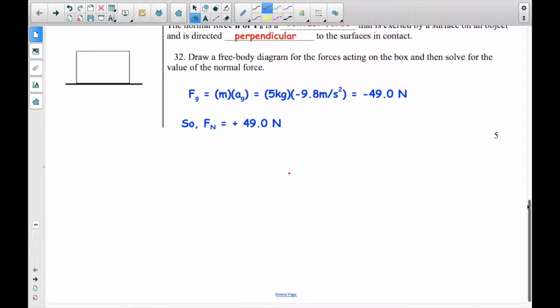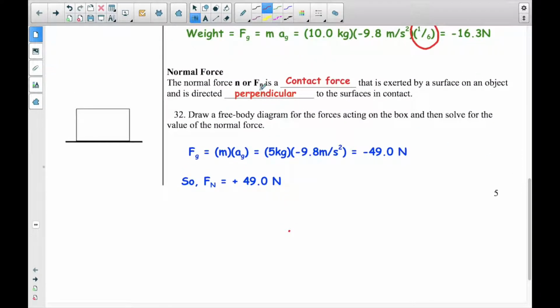The normal force, which we normally abbreviate as F sub n, is what we are going to use more in this class. Sometimes in our textbook they might use just a plain old n, but we use F sub n in AP. This is an AP thing, so we'll use F sub n in AP. Normal force is a contact force. In other words, it is something touching each other, and it is exerted by a surface on an object, and it is directed perpendicular to the surfaces in contact.